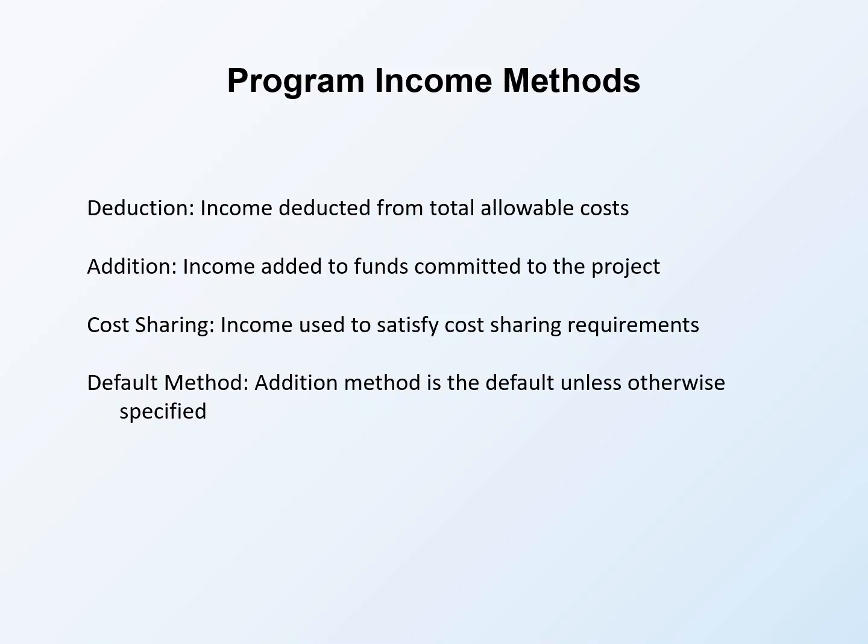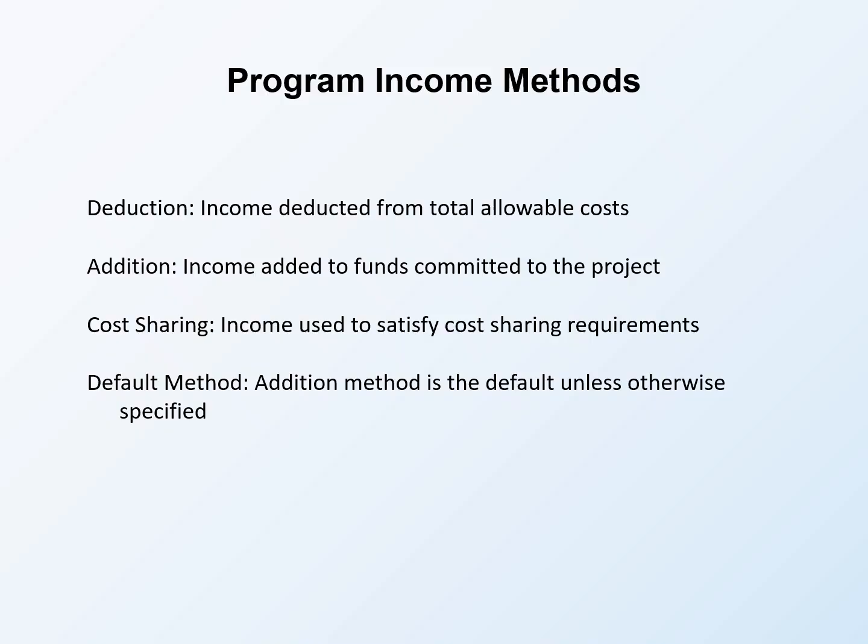Cost-sharing treatment uses program income to meet cost-sharing requirements. Instead of reducing federal charges or supplementing the project, the income satisfies match obligations. This method is appropriate when your project has cost-sharing commitments that program income can help meet.